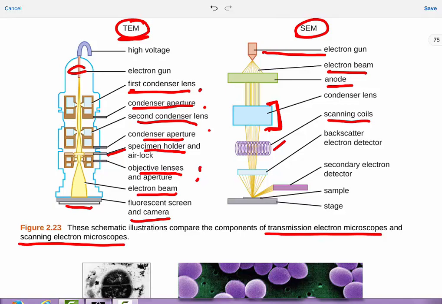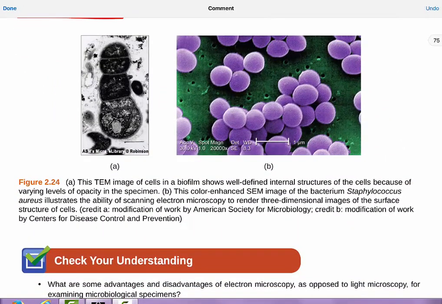Again, you don't need to memorize these things. It's just kind of going through the differences here. Then we have our backscatter electron detector here for what's bounced back. Then a secondary electron detector, and then the sample down here. So let's scroll down and take a look at these images. So these are electron microscopes. Remember the TEM, this is what you should remember from these.